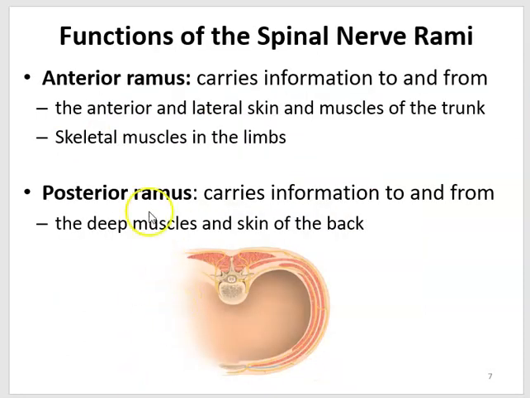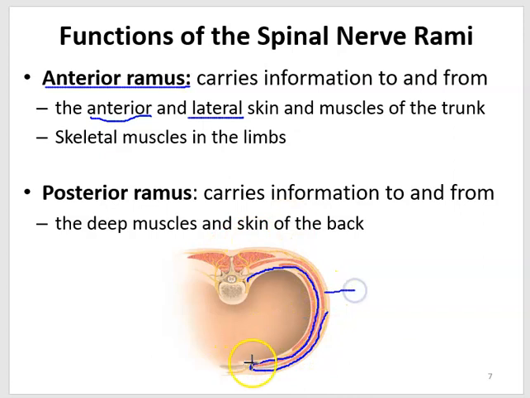So the anterior ramus, let's start with the anterior ramus. It's going to carry information to or from the skin and muscles of the trunk that are positioned in the anterior part of the trunk and the lateral part of the trunk. So the anterior ramus comes off and it comes anterior like this, and it does branch a little bit, but it comes to the lateral side and the anterior side.